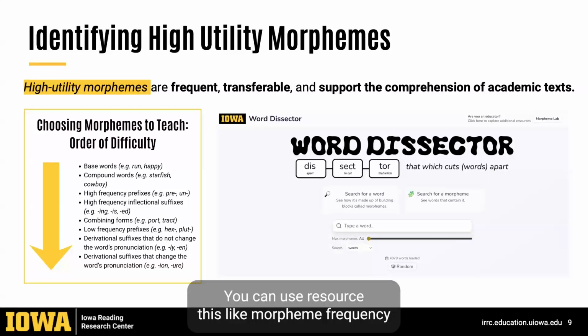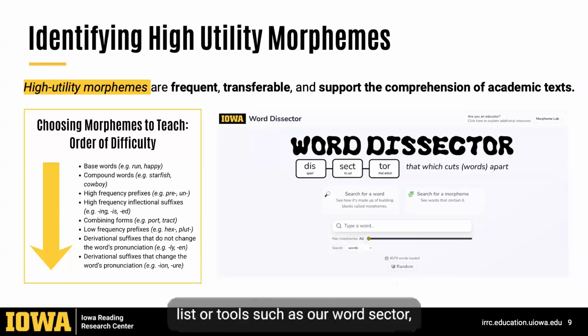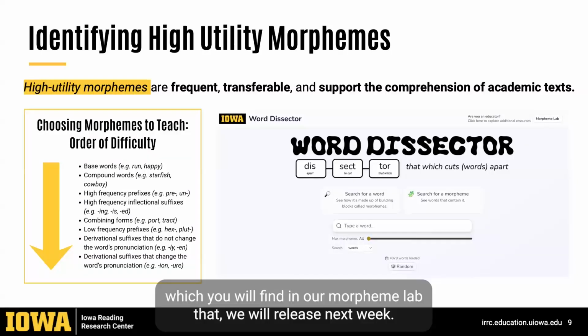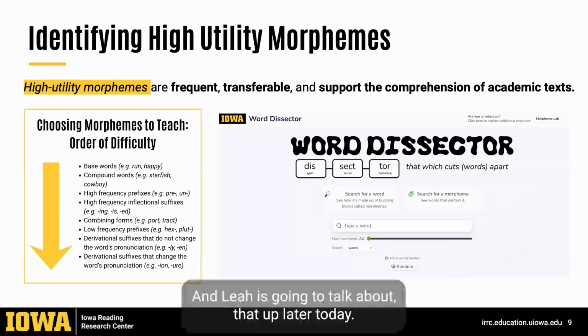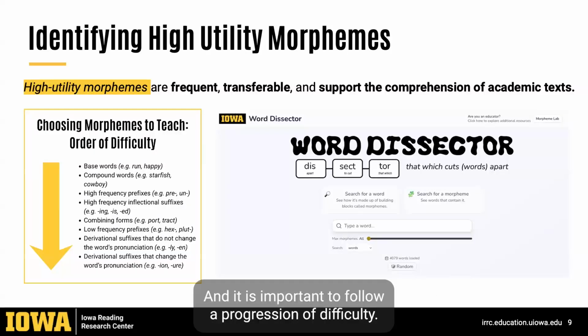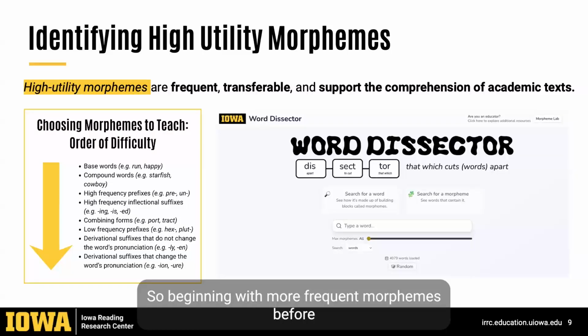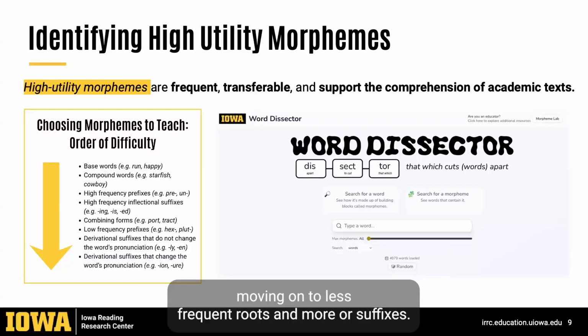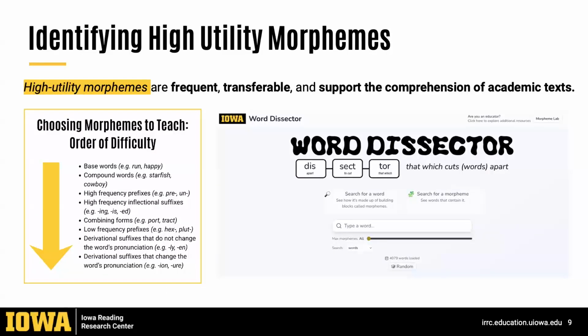You can use resources like a morpheme frequency list or tools such as our Word Dissector, which you will find in our Morpheme Lab that we will release next week. And Leah is going to talk about that app later today. So these tools can help you identify words that contain these morphemes, and it is important to follow a progression of difficulty. So beginning with more frequent morphemes before moving on to less frequent roots and more opaque suffixes.